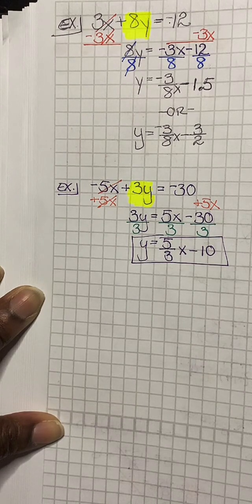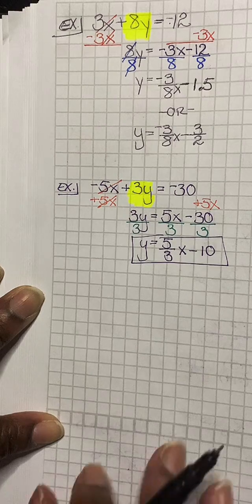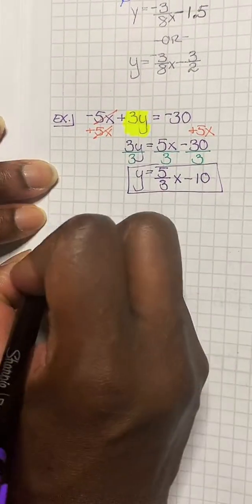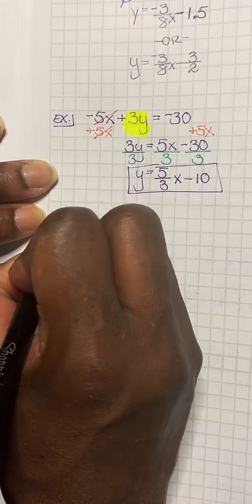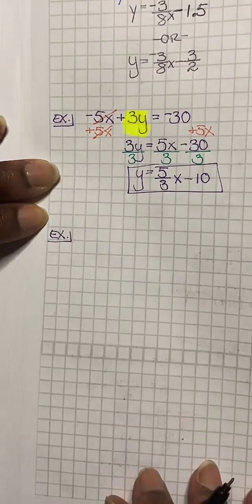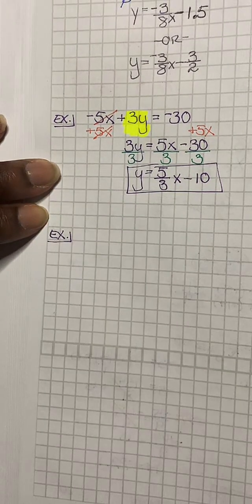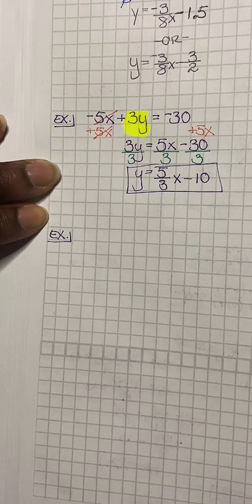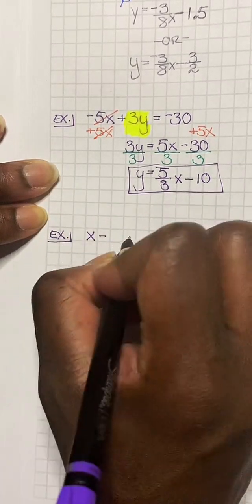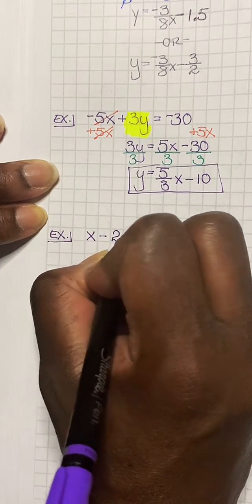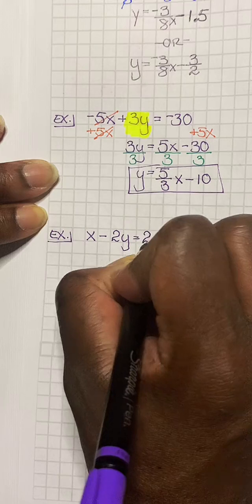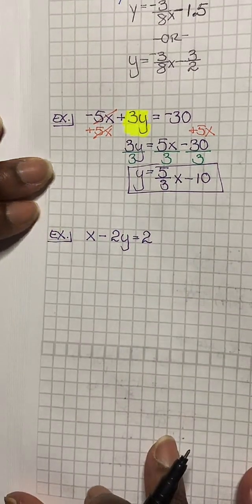Here we go. All right, let's try one more. Let's see. Okay, let's try this one. So x minus 2y equals 2. There we go.